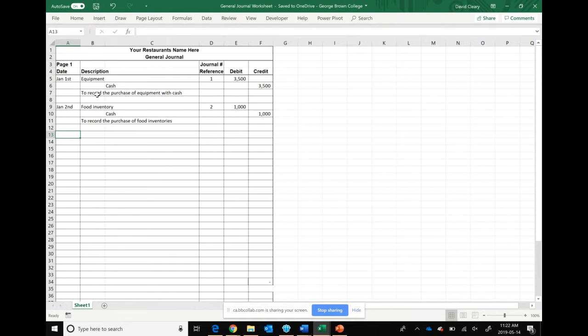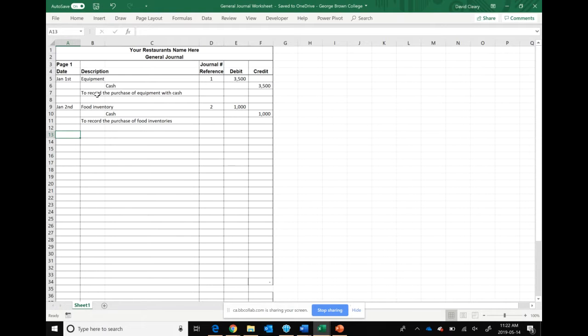Our next example here: we purchase $450 worth of beverage products to be sold. So beverage inventory. What two accounts are being affected here? Beverage inventory and cash again. Which account is being debited? Beverage. And which account is being credited? Cash, right? Our beverage inventory is going up and our cash is going down.